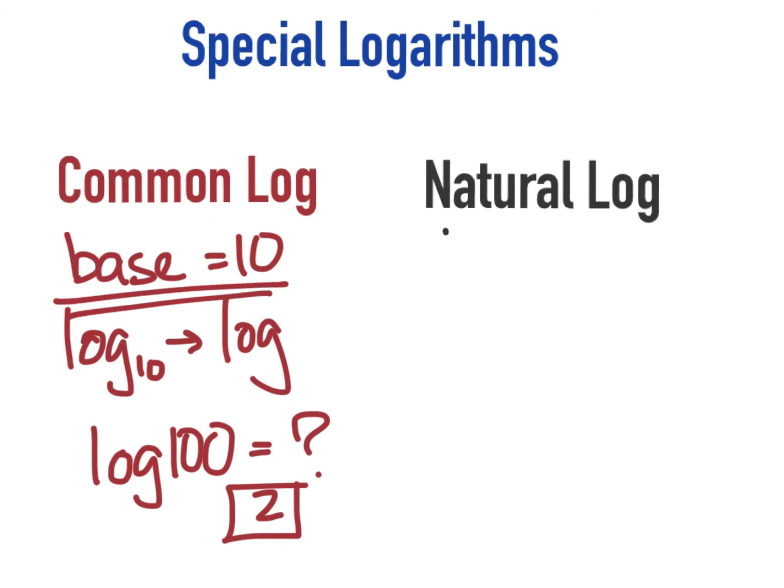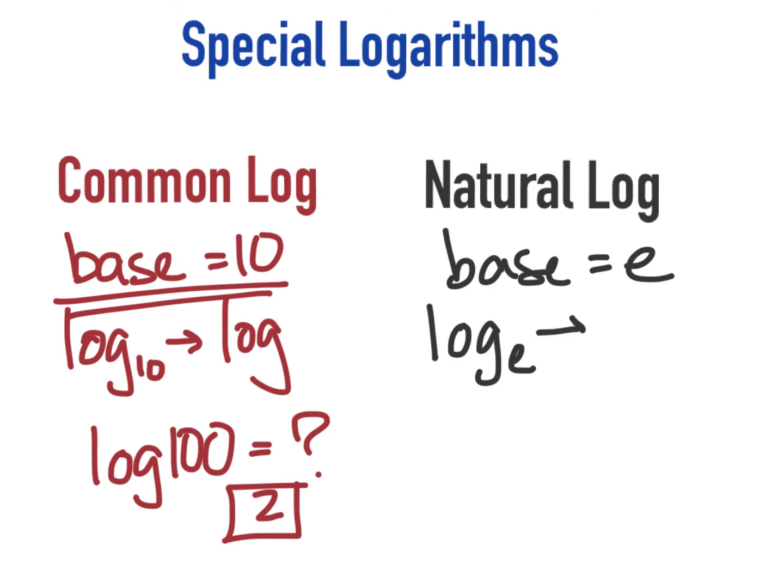Natural logs have a base of e, which is called the natural base. These are represented like this. Instead of writing log base e, we just write ln. That stands for natural log. This is one of the most used logarithms in the rest of mathematics. So just memorize that a log base e is a natural log.